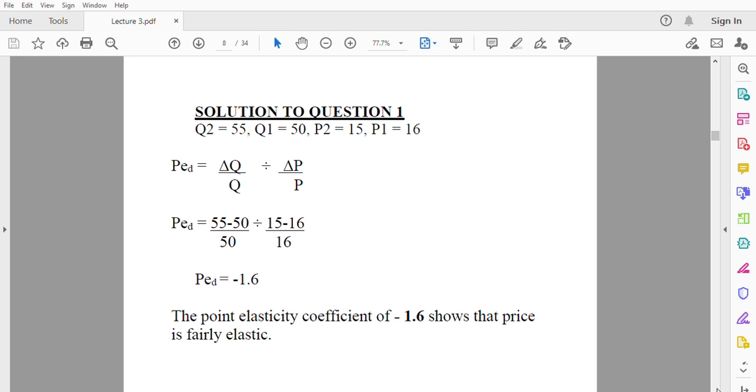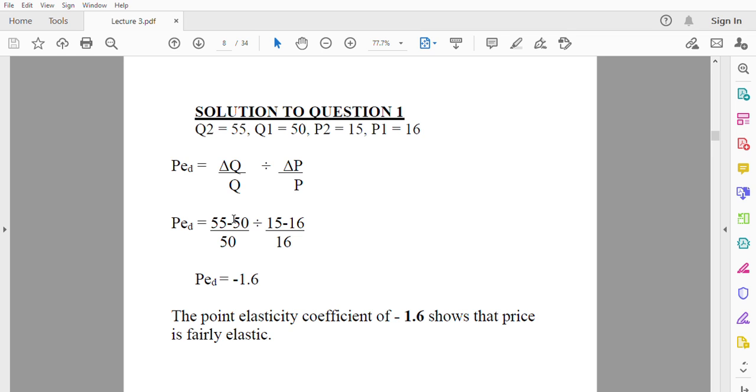The first is to take all the values that are mentioned. The current quantity demanded is 55, which is Q2 we have here, and the previous quantity demanded is 50, which is Q1. Then the current price, which is P2, is 15. The previous price P1 is 16. Right, so we just insert our formula. Price elasticity of demand is change in quantity demanded divided by the previous quantity, all divided by change in price divided by the previous price or the original price.